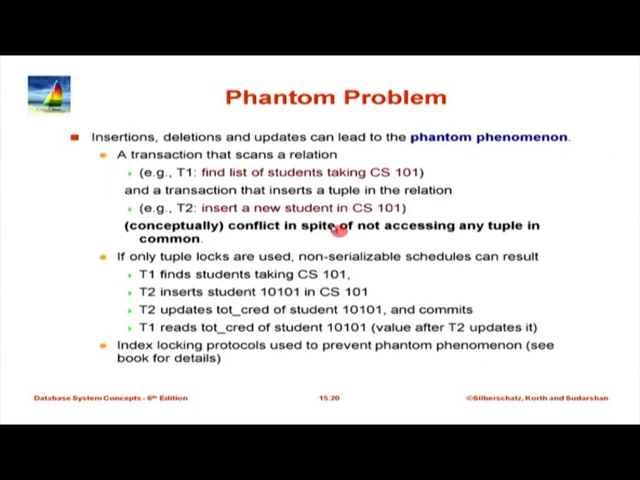So the issue is that pure tuple level locking is not enough. You have to do something more. There is other information which needs to be locked, and the book describes details of how to solve this problem. There's something called index locking, which is a widely used thing to prevent the phantom phenomenon.